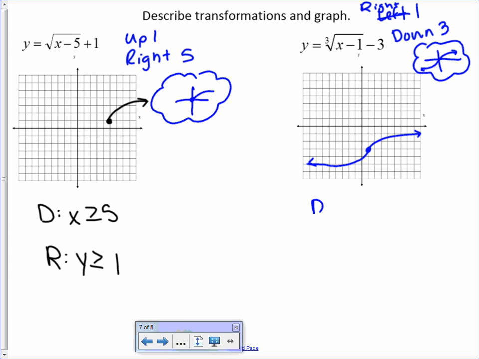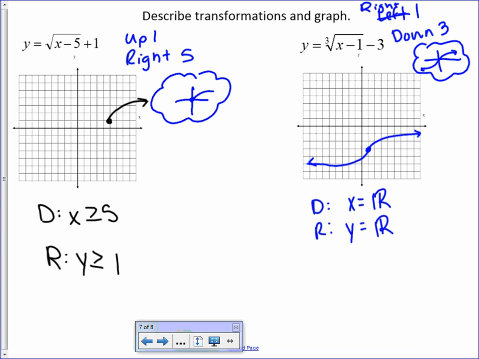Domain and range? Super easy. Always what? All real numbers. All the time for cube roots. Cube roots have no restrictions either way, based on the shape of their graph and the function that they are.